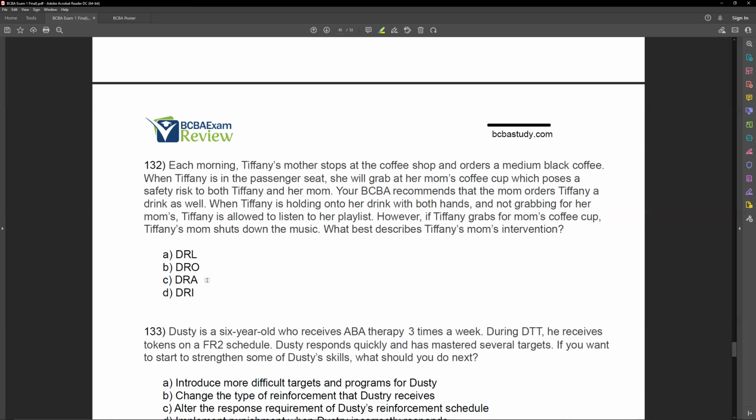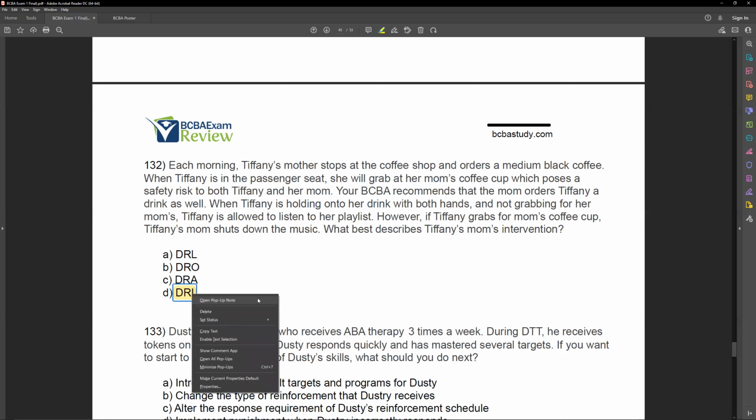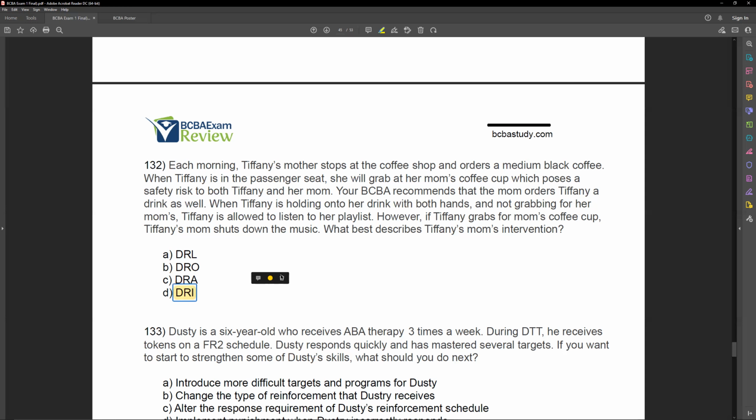All right. If both of her hands are on her coffee cup, Tiffany can't reach out for mom's. So those behaviors are incompatible. Therefore, we are trying to use a DRI intervention. Okay. So when we're going through differential reinforcement questions, break it down like that. Ask yourself, am I teaching a replacement behavior? Am I trying to get rid of a behavior entirely? Are those behaviors compatible? Are they incompatible?